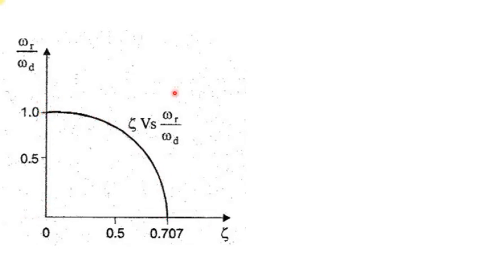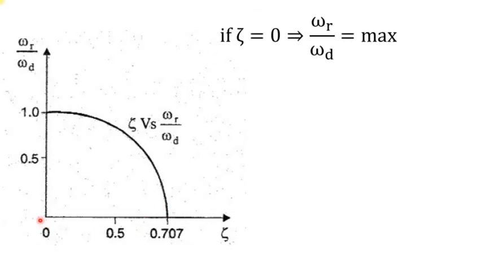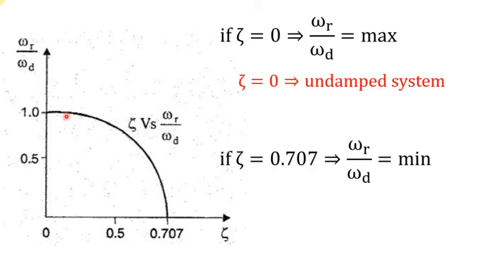Okay, so if eta equals 0, the curve has the maximum value. Am I right? For eta equal to 0, the curve has the maximum value. And if you set the damping ratio as 0, this is an undamped system. So this variation will be maximum, meaning there will be maximum oscillations. If you set eta exactly equal to 0.707, the curve reaches the minimum value, which means there is only limited oscillation.